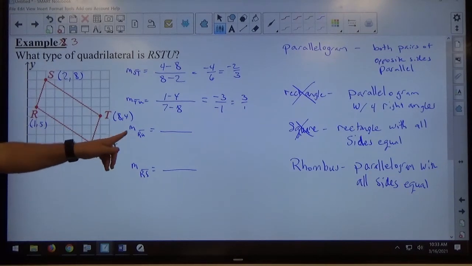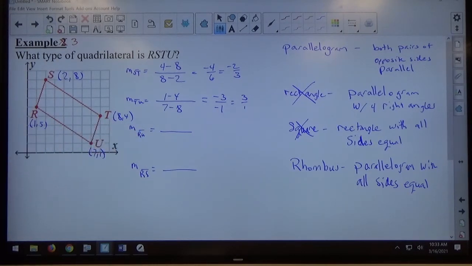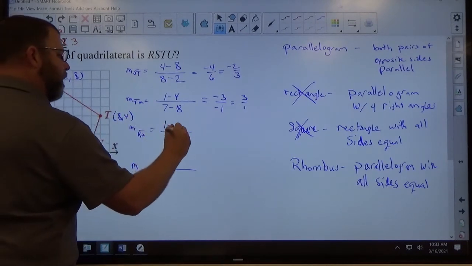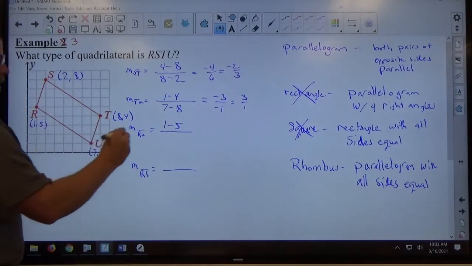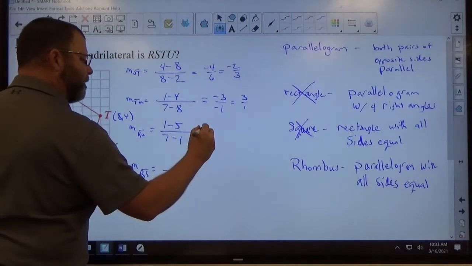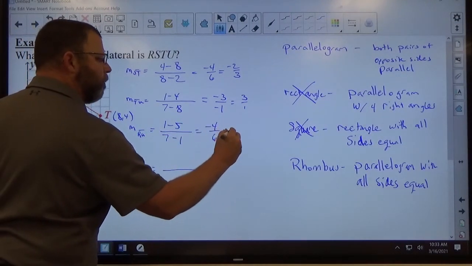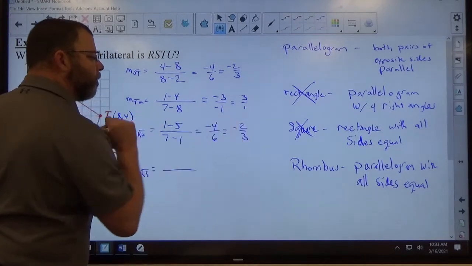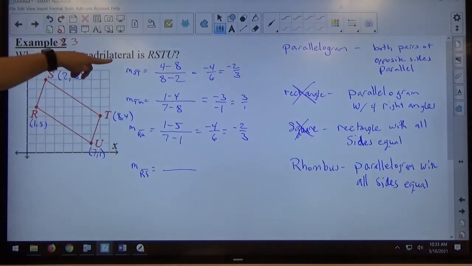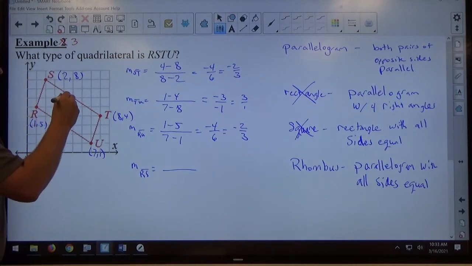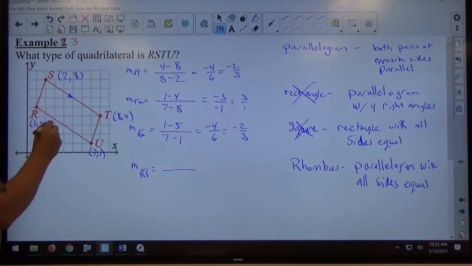Continuing on, if I'm looking at RU, R is point 1, U is point 2, so y minus y is 1 minus 5, and x minus x, 7 minus 1. That makes 1 minus 5 is -4, 7 minus 1 is +6, -4 over 6 is -2/3. That's exactly the same as -2/3, so these two lines are parallel to one another, so I know for a fact that ST is parallel to RU.